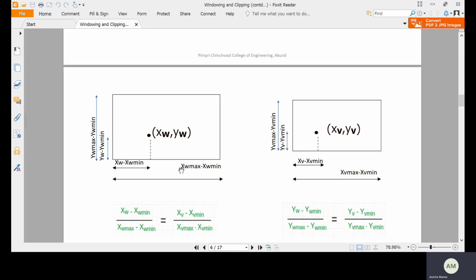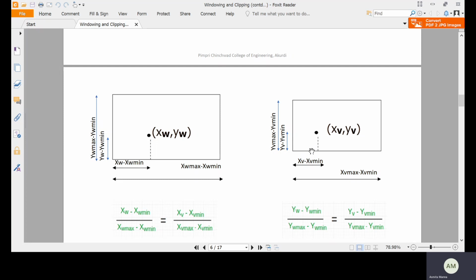So for that, I have to calculate the x distance of the point from the origin. This point is xw and this point is xw min, right? So this distance is xw minus xw min. And similarly, what about this distance? This distance is xw max. Then we have to calculate the total distance. What is the total distance? xw max minus xw min.